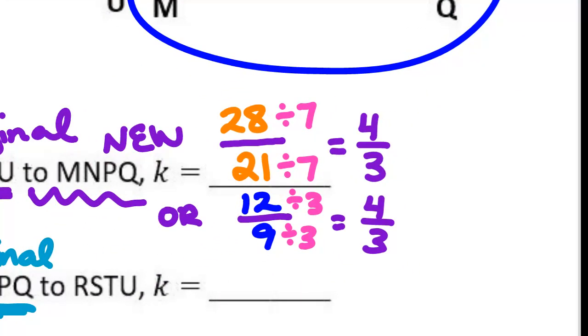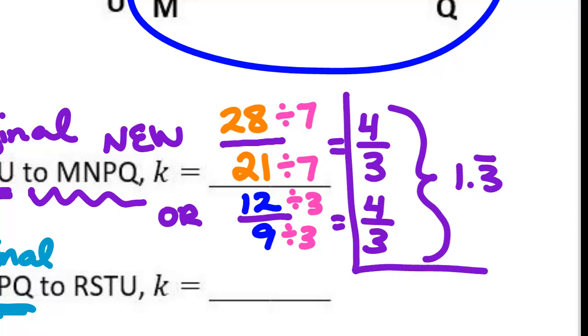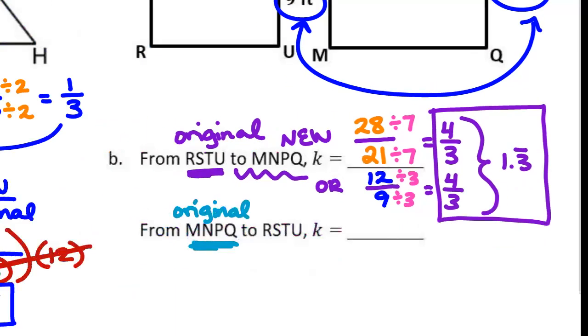And how do we know that that's an enlargement again? It's bigger than 1. Numerator is bigger than the denominator, or if I want to double check, I can put it in my calculator. I can do 4 divided by 3, and I get 1.3 repeating. So it's bigger than just the whole number 1. This is our enlargement.